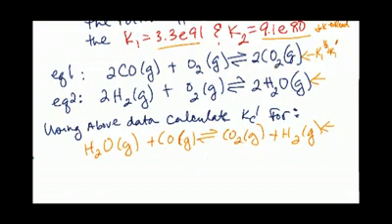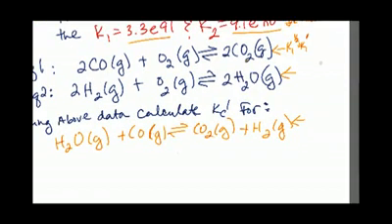But for the second equation, it's a little bit more elaborate, because not only did we multiply by 1/2, so K2 raised to the 1/2 to give me a new K2 prime, but we also reversed the equation. So what do we do when we reverse the equation? We take the reciprocal. So 1 over K2 prime equals K2 double prime. And then finally what we're going to do is take the product of K1 prime times K2 double prime to get our Kc.